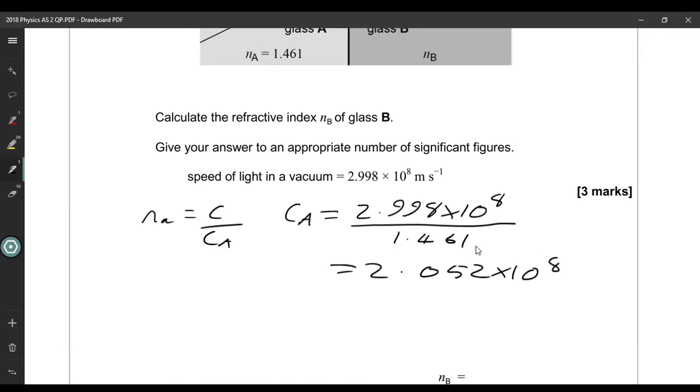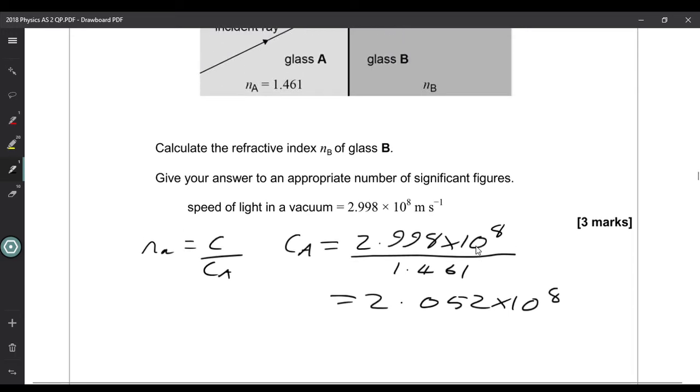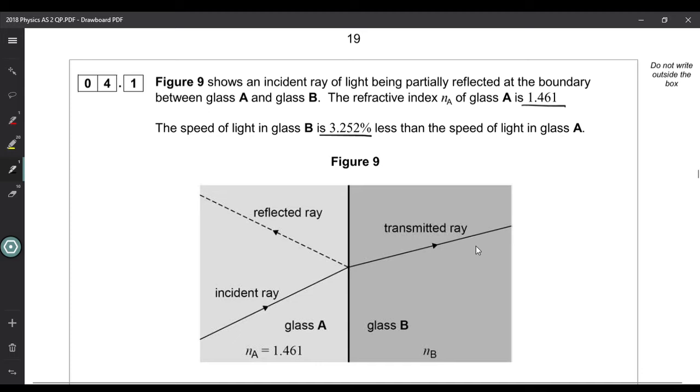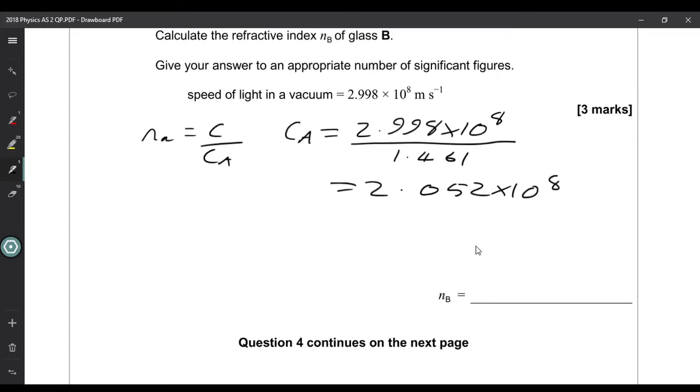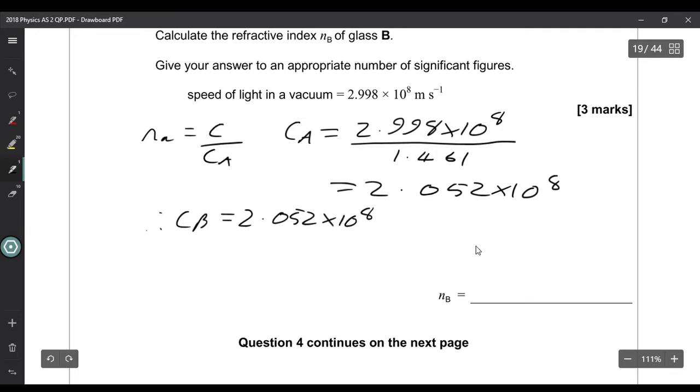So we're told that the speed of light in B is 3.252% less than the speed of light in A. So we can calculate the speed of light in B, which is the speed of light in A, 2.052 times 10 to the 8, minus the percentage difference of 3.252%, which comes out to be 6.673 times 10 to the 6, and that equals 1.985 times 10 to the 8.